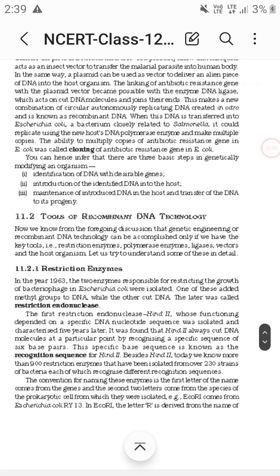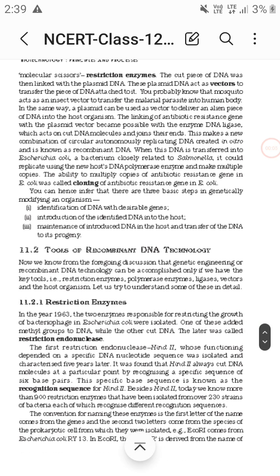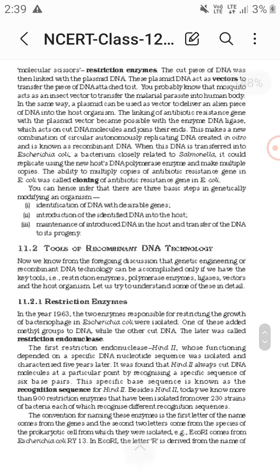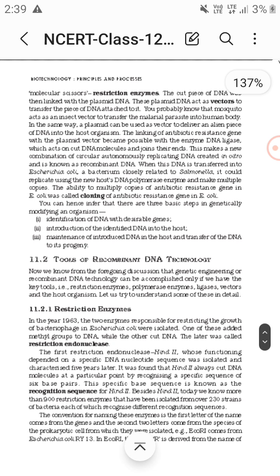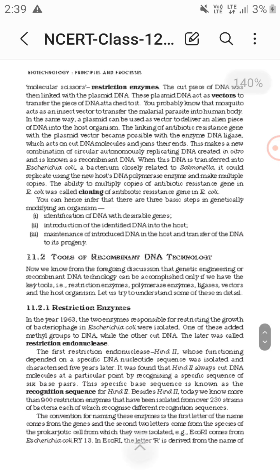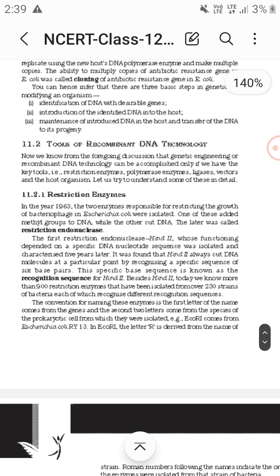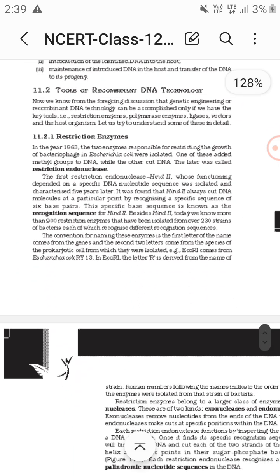Cloning of antibiotic resistant gene in E. coli. The ability to multiply copies of antibiotic resistant gene in E. coli is called cloning of antibiotic resistant gene in E. coli. So this is the cloning. Now the tools of recombinant DNA technology involve, first, restriction enzymes.